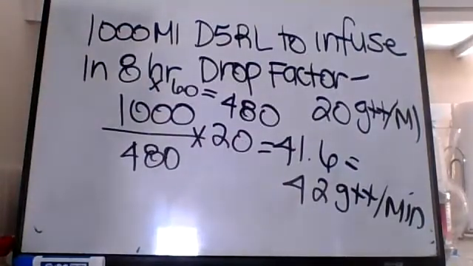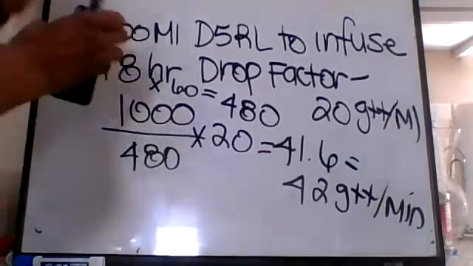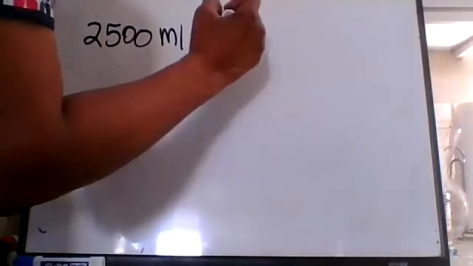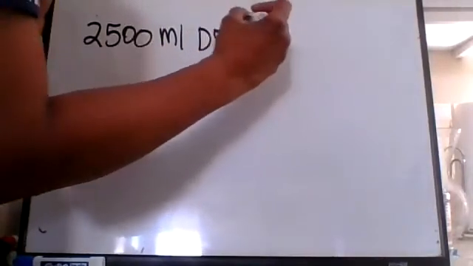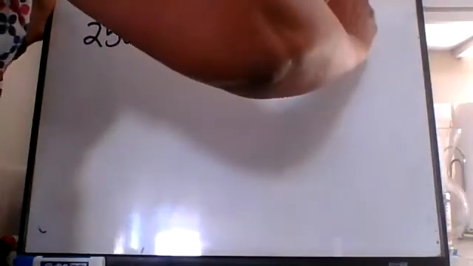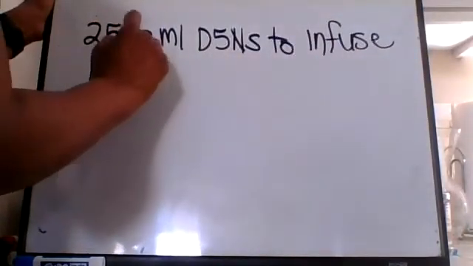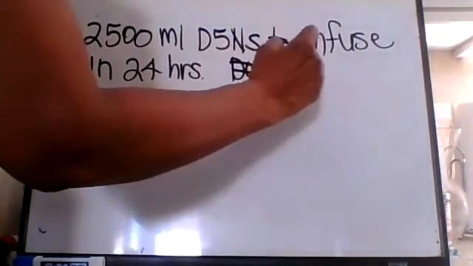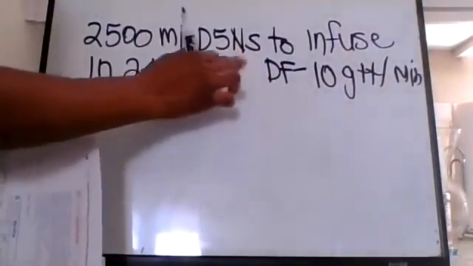All right, let's go for another one. This one is 2,500 milliliters of D5 NS to infuse in 24 hours. Drop factor, I'm just going to write DF for drop factor. The drop factor is 10 GTT per milliliter. So the drop factor is 10.